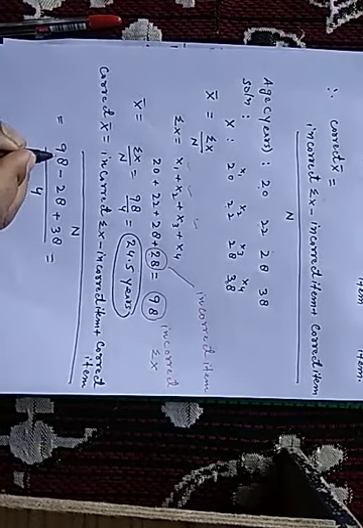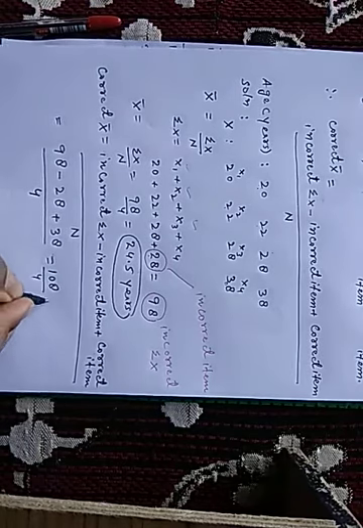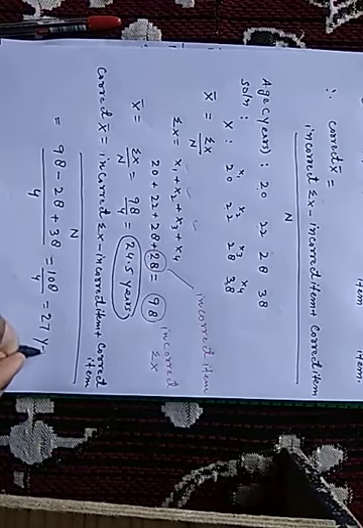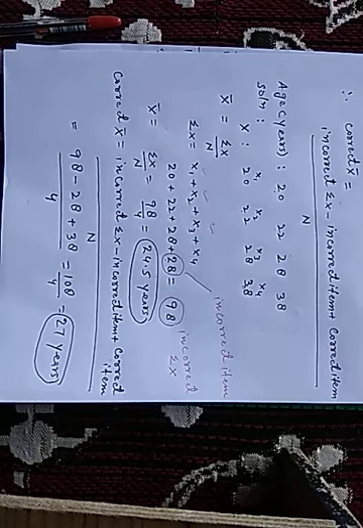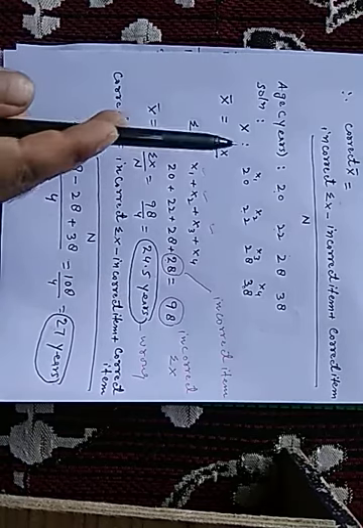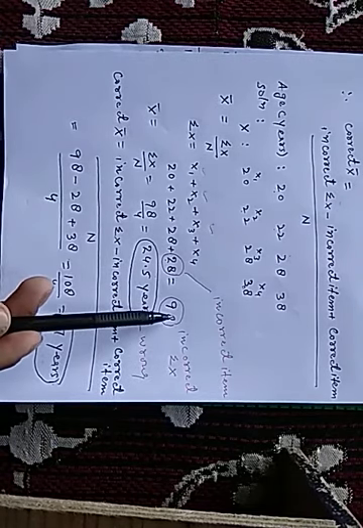It will be equal to 98 minus 28 plus 38, which is equal to 108 divided by 4. 108 divided by 4 will be equal to 27 years. This is the correct mean. This is the correct average age of 4 persons, that is 27 years. And this one was incorrect: wrong arithmetic mean, wrong mean, wrong average age of these 4 persons. The correct one is 27 years, because in this case we had taken a wrong item that we have corrected with the help of this formula.